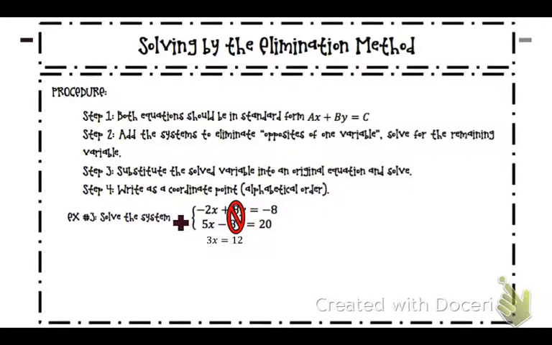And I'm left with negative 2x plus 5x equals 3x. Negative 8 plus 20 equals 12. And then I'm just going to solve for x. So I'm going to divide by 3, and you get x equals positive 4. Now, I'm going to go back, and I'm going to plug x into either one of the equations.